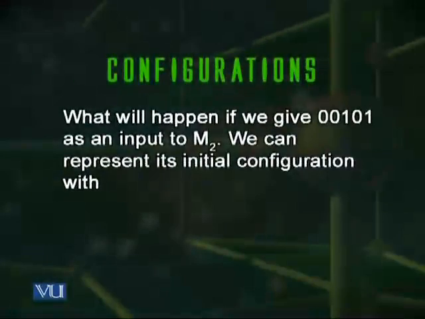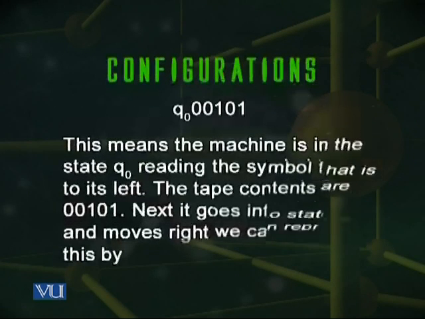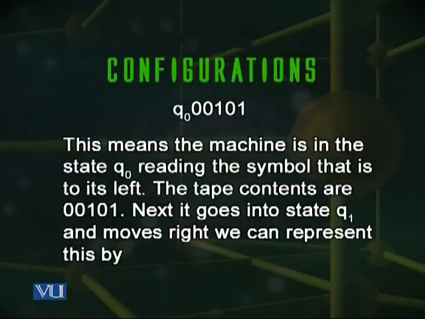Let us look at what will happen if we were to give 00101 as an input to the machine M2. We can represent its initial configuration with Q0 00101. This means the machine is in state Q0. It is reading the symbol that is the first to the right of Q0. The tape contents are 00101.